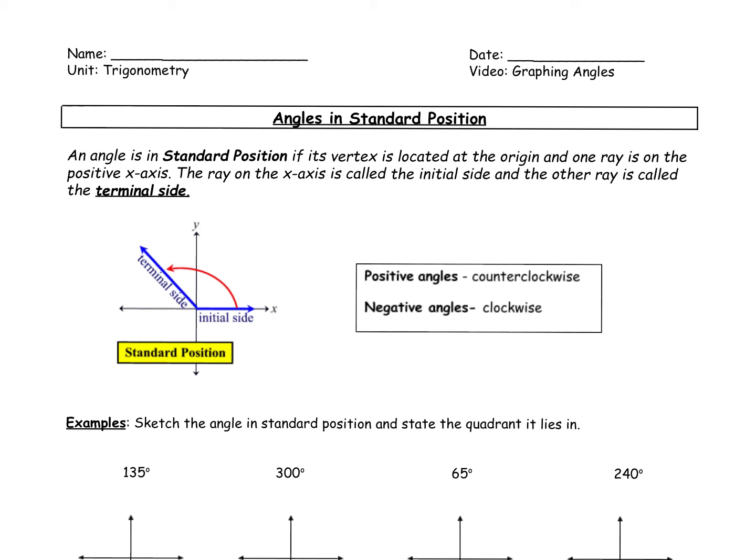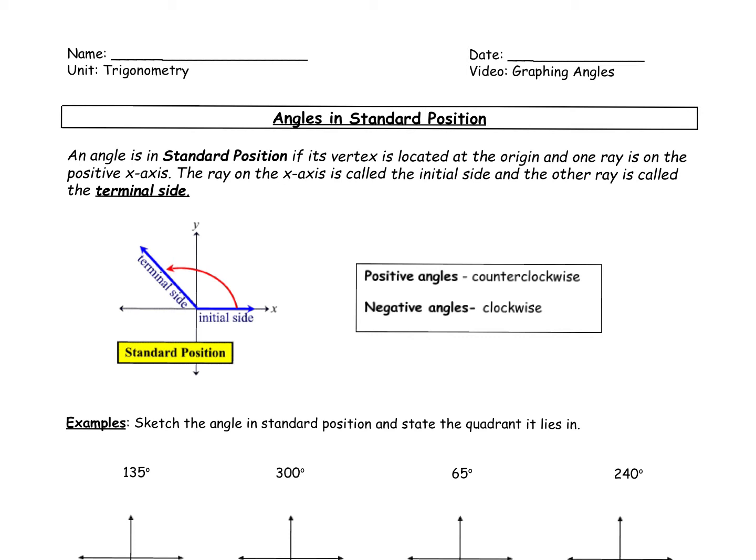Hi everyone. In today's lesson, we're going to talk about how to graph angles in standard position. An angle is considered to be in standard position if its vertex is located at the origin and one ray is on the positive x-axis. The ray on the x-axis is called the initial side and the other ray is called the terminal side.